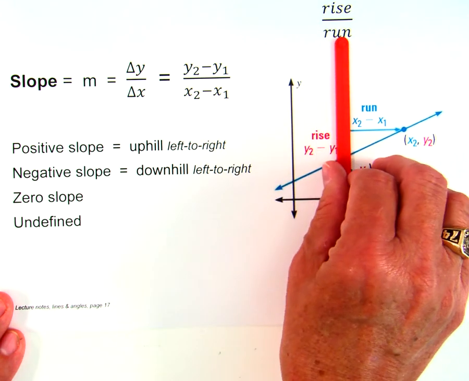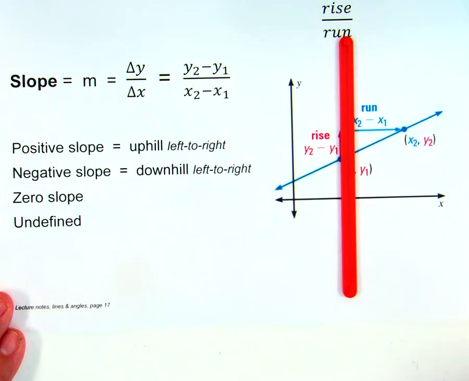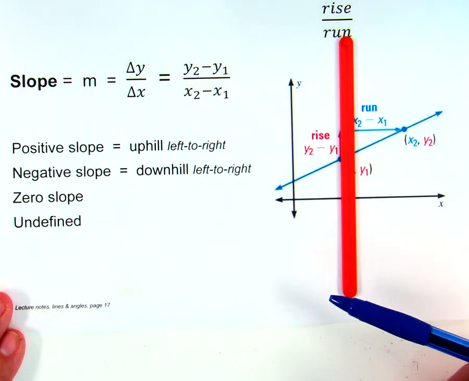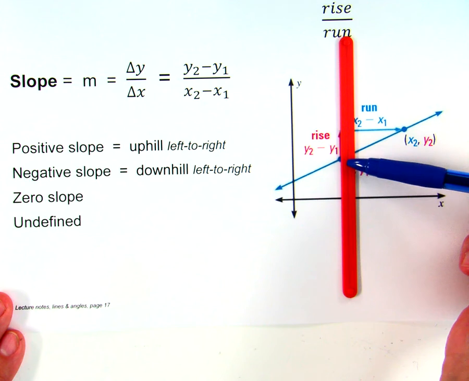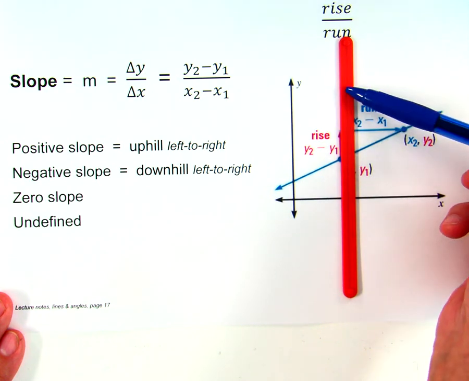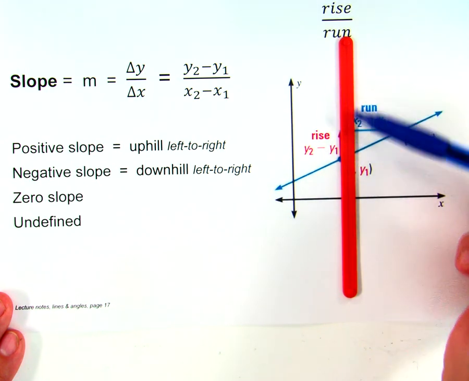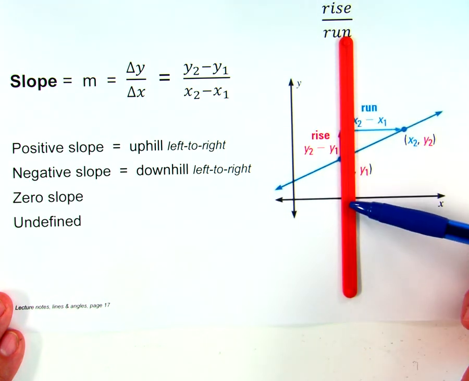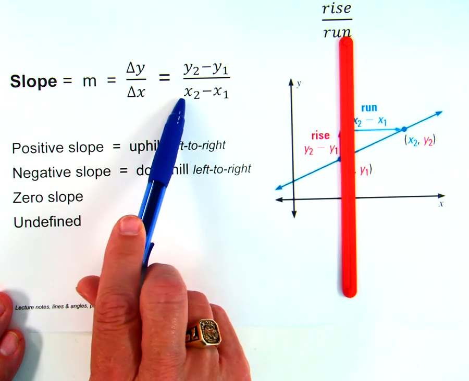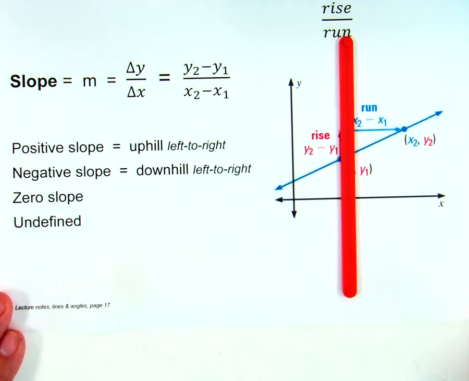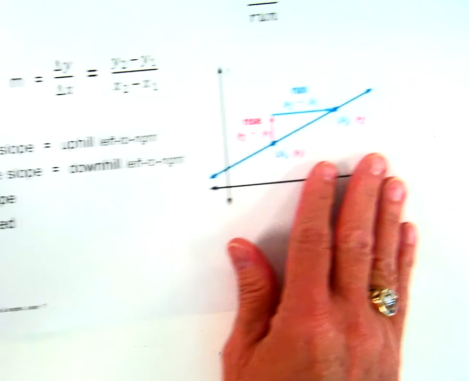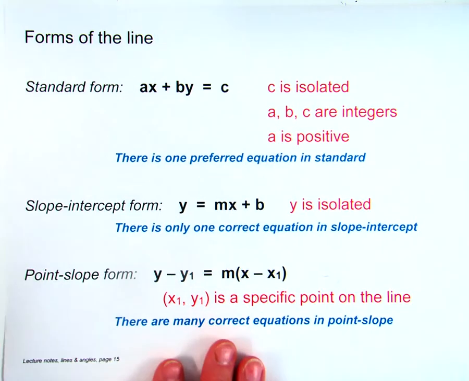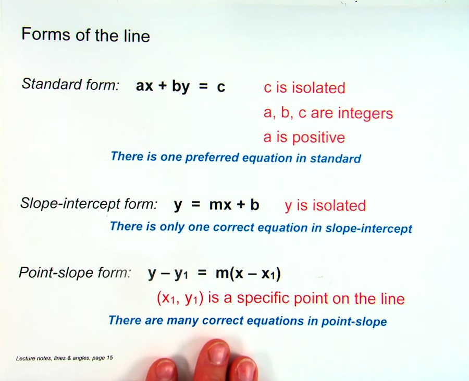Undefined is the vertical. It's undefined because when we go to calculate it, we would have a point here and a point here to use to subtract. The y values are different, but the x values are the same. So when you subtract, you get 0. Thus, you would try to divide by 0, which we cannot do. It is undefined. Here's a review of the forms of the line. Probably should write these down in your cipher to make sure you know what they are.